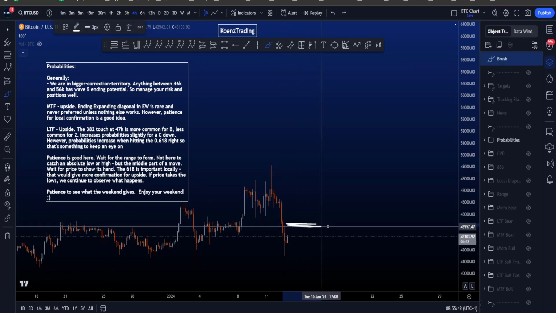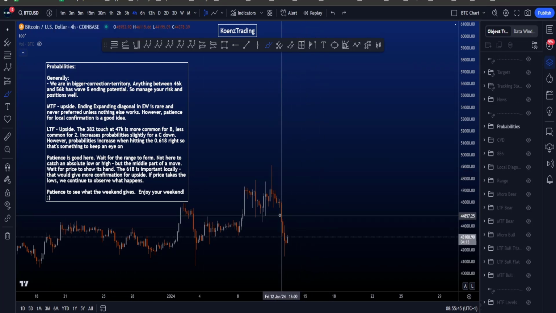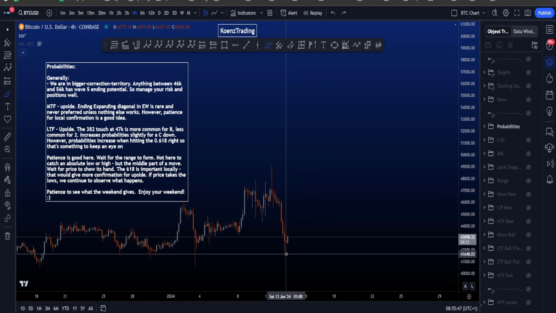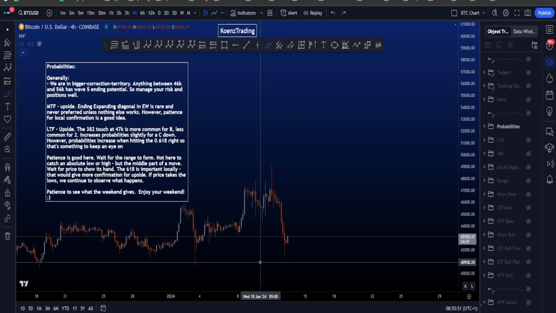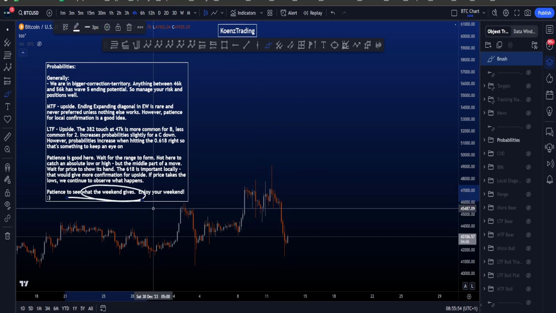The 0.618 is very, very important locally. That would give us more confirmation of a move to the upside. And if price takes the lows, we continue to observe what happens next, right? So patience to see what the weekend gives.